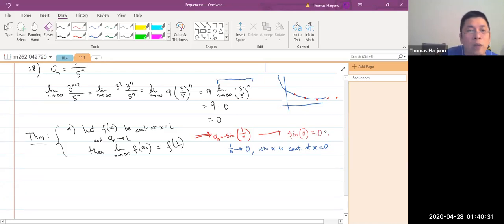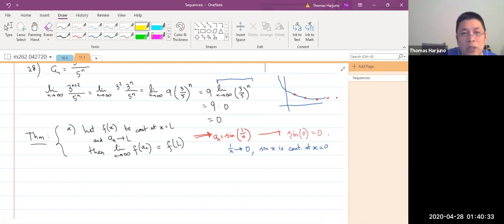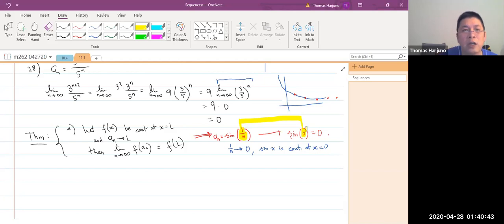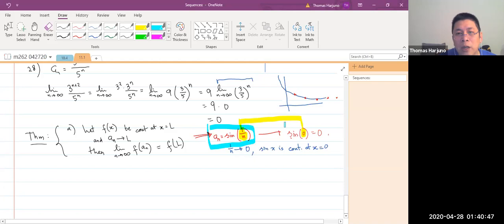Notice what I'm doing is this. Sine is a continuous function. So if I know the limit of this is 0, then the limit of the whole thing here will be sine 0.